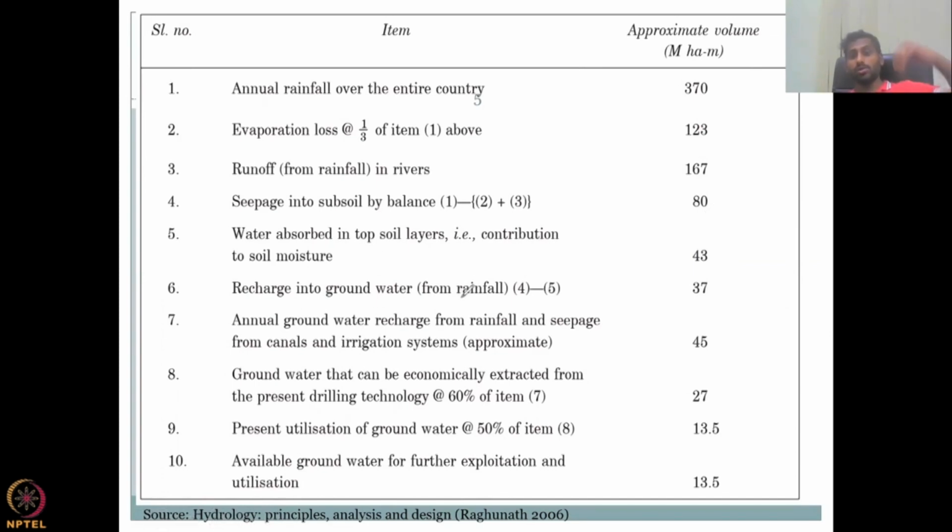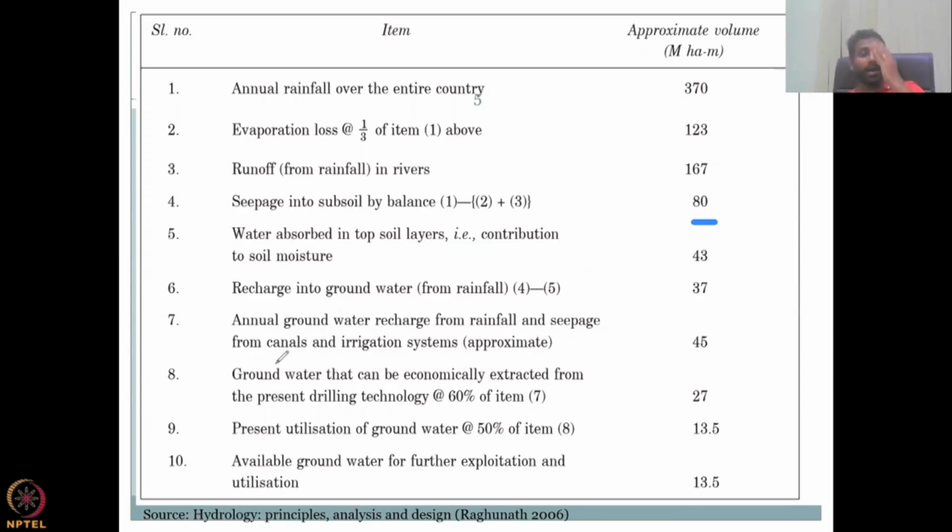Recharge into groundwater from rainfall, the net recharge which is going into the aquifers after the water is absorbed in the soil moisture, is only 37. So seepage here is just the infiltration. Water infiltrates, part of the water stays in the soil, which is 43. The remaining goes down as recharge, which is 37. So 43 plus 37 is 80.